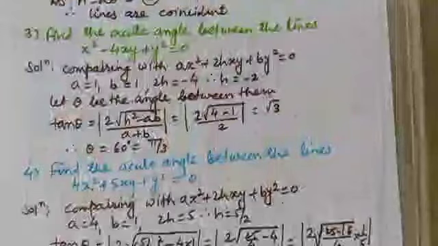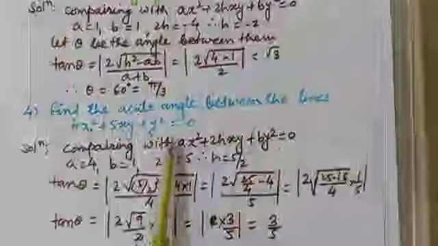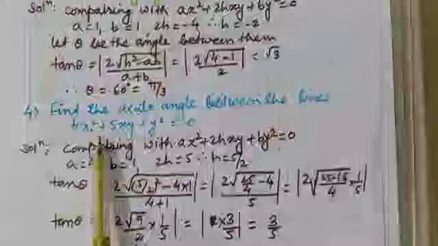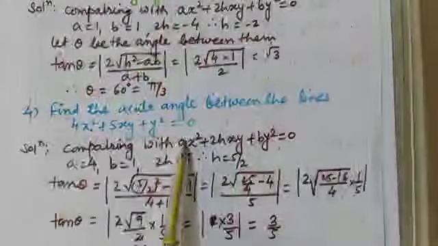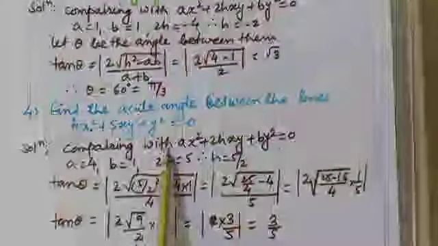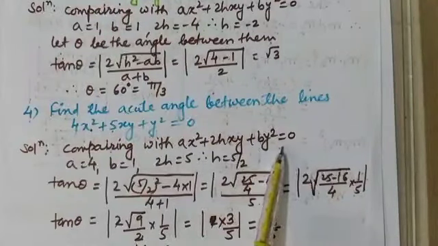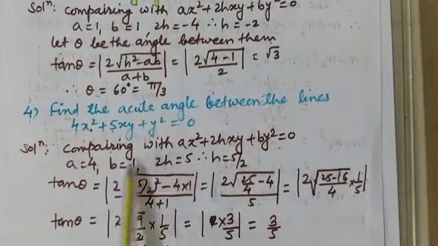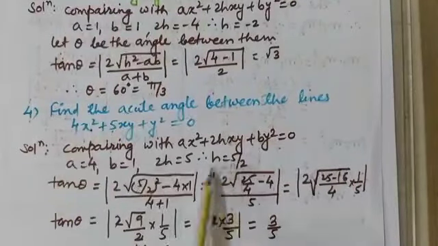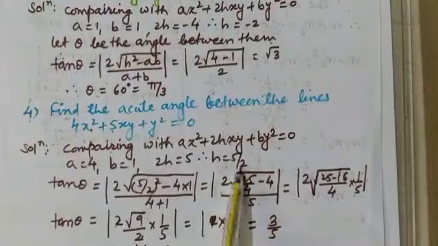After this, now we are going to see one more problem. This is also a very easy one. See the next problem: find the acute angle between the lines 4x square plus 5xy plus y square is equal to 0. Now, comparing this equation with ax square plus 2hxy plus by square is equal to 0, a means 4, b means 1, and twice of h is equal to 5, which gives you h is equal to 5 by 2.